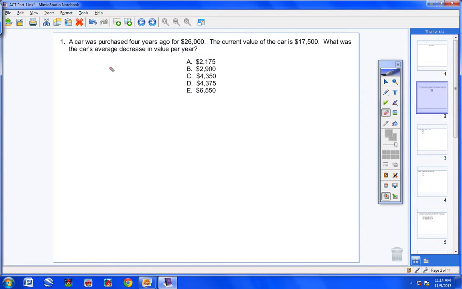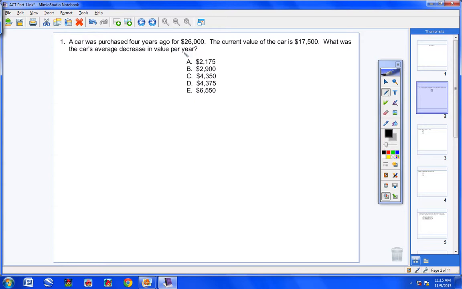Problem number 1. A car was purchased 4 years ago for $26,000. The current value of the car is $17,500. Now let's pause there and comment on that. That makes total sense. Whenever you purchase a car, the longer you have it, it goes down in value. The exception to that would be if you bought a car, maybe a 1960 or a 1950 car, and you restored it, then it could be worth many thousands of dollars more. But in normal cases, you buy a car and it goes down in value. What was the car's average decrease per year?